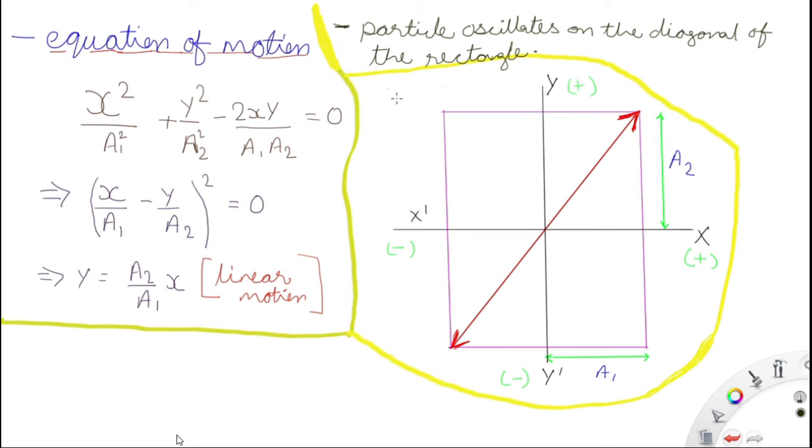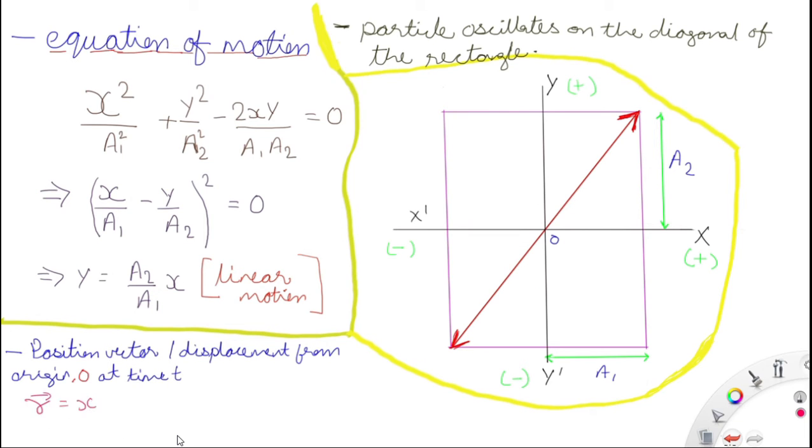Okay, so the particle oscillates on the diagonal of the rectangle. So this is the rectangle formed, and the particle oscillates on the diagonal. The position vector or displacement vector from origin O at time t, so this is the position vector. This is equal to r, which is x into i plus y into j.